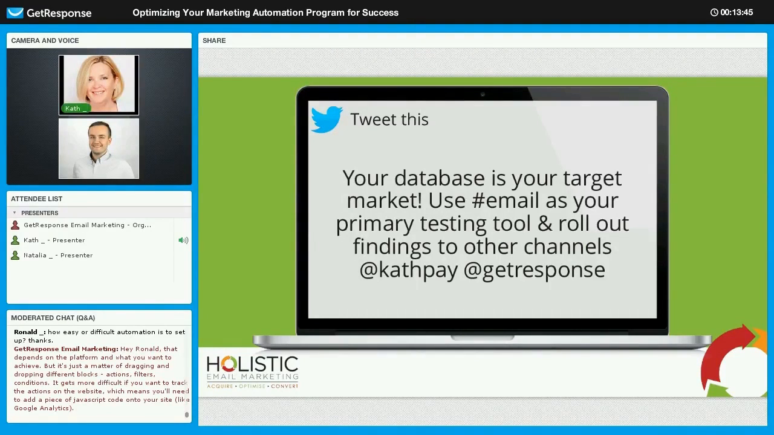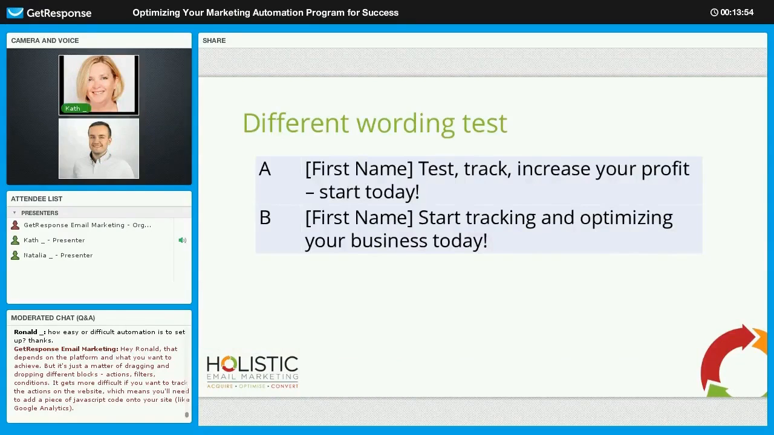This is one of the principles that we can be using. This isn't the main emphasis of what I'm talking about today. This is the bonus, and it's an incredibly valuable bonus as well, so just keep that in mind. Here are some examples. A different wording test. We've got the first version: first name, test, track, increase your profit, start today. And version B: first name, start tracking and optimizing your business today.